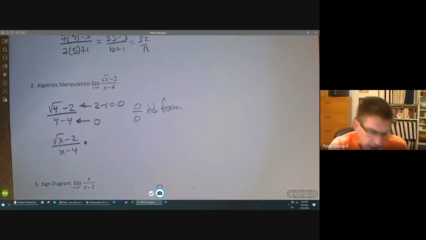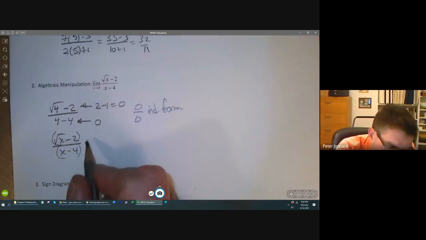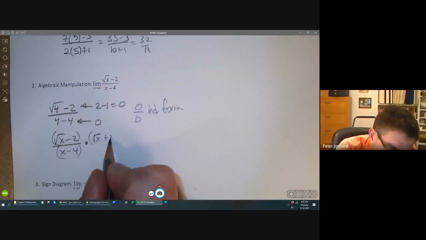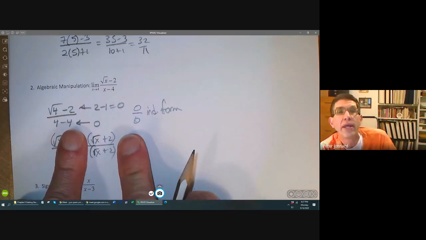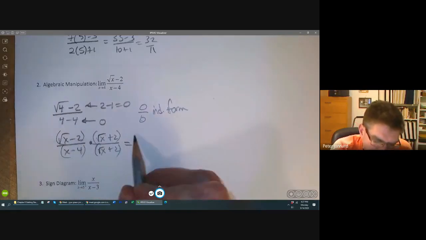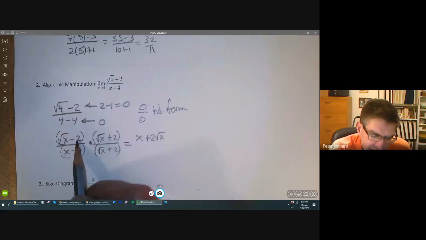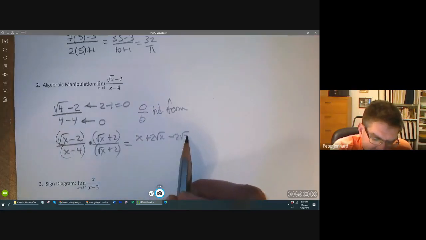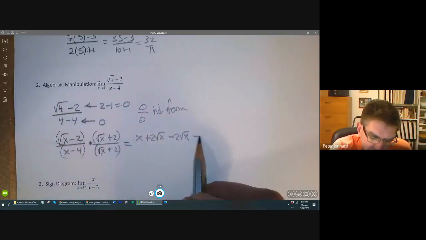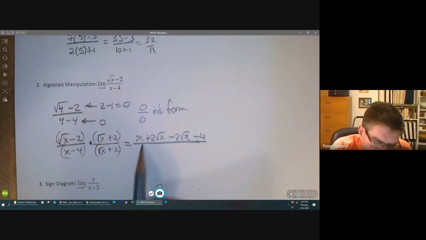And so this expression, radical x minus 2 over x minus 4, usually the way to clean these things up is to look at the denominator. In this case, I'm going to multiply the top and bottom by the conjugate of the numerator, radical x plus 2 over radical x plus 2. This is basically just 1. And so I'm going to try this out here. And if I FOIL what's in the numerator, I have radical x times radical x, which is just x. And then I have radical x times positive 2, 2 radical x, negative 2 radical x, and finally, negative 2 times positive 2, which is negative 4. And that is over this, which I'm not going to FOIL out.